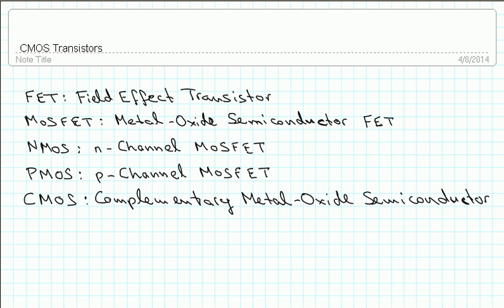Let's look at some terminology first. FET stands for field effect transistor. And then a MOSFET is a metal oxide semiconductor field effect transistor. And then there are two different types of MOSFETs: N-channel MOSFETs and P-channel MOSFETs, and they are referred to as NMOS and PMOS transistors. And finally, the CMOS transistors, from which most modern digital logic circuits are made. CMOS stands for complementary metal oxide semiconductor, and CMOS is essentially a combination of using both NMOS and PMOS transistors.